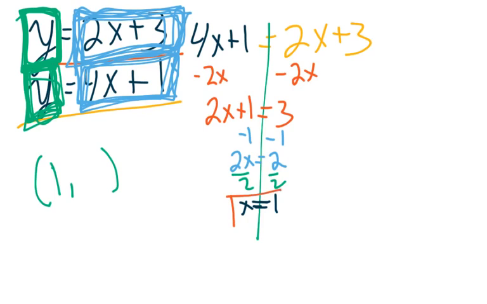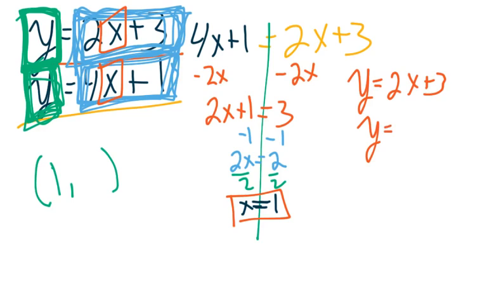So we can substitute the 1 in for x. It doesn't matter which equation we substitute it in for. So y equals 2x plus 3. Instead of writing x, we're going to write 1, or we're going to substitute 1 in for x, because x is 1. So 2 times 1 is 2, plus 3 gives us 5.